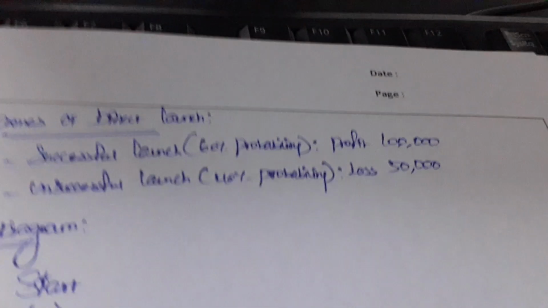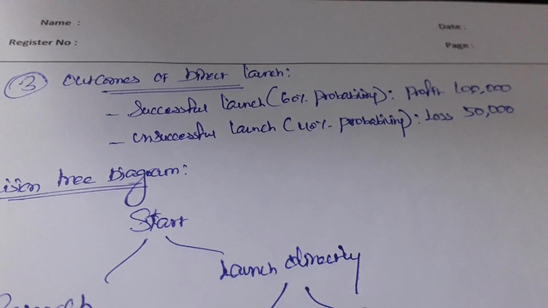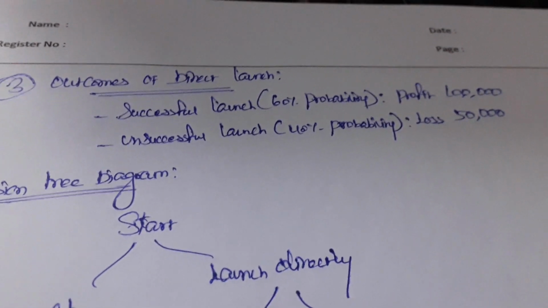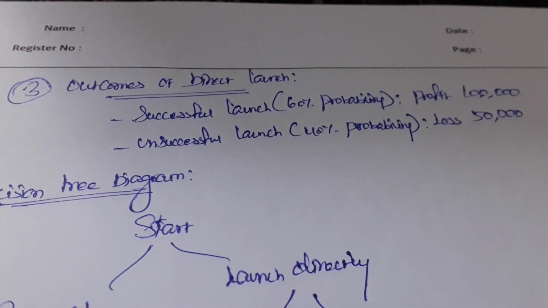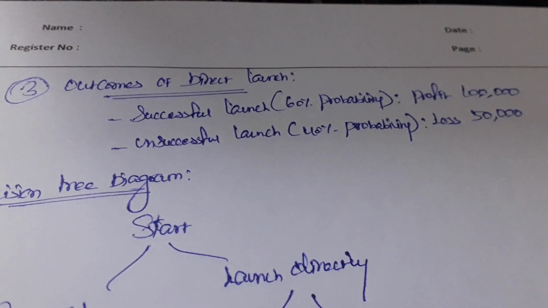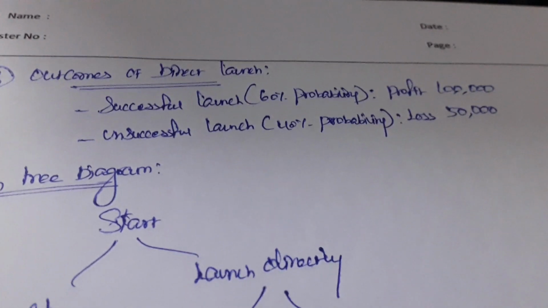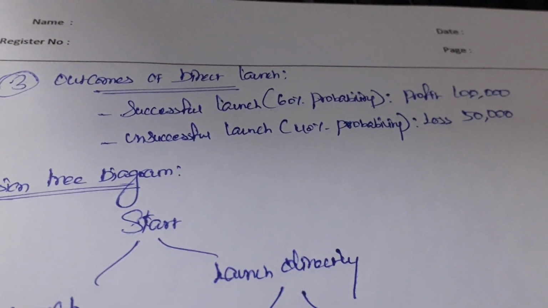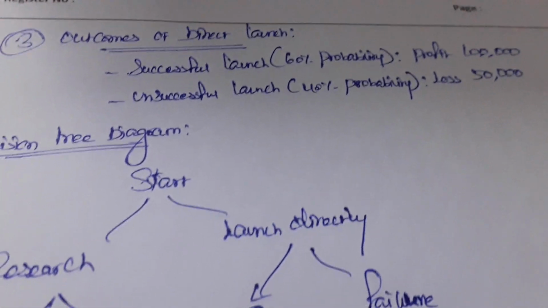Outcomes of the direct launch. It has two scenarios, such as successful launch and unsuccessful launch. In the case of a successful launch, we get a 60% probability, which means a profit of 1 lakh. Unsuccessful launch is 40% probability, loss of 50,000.